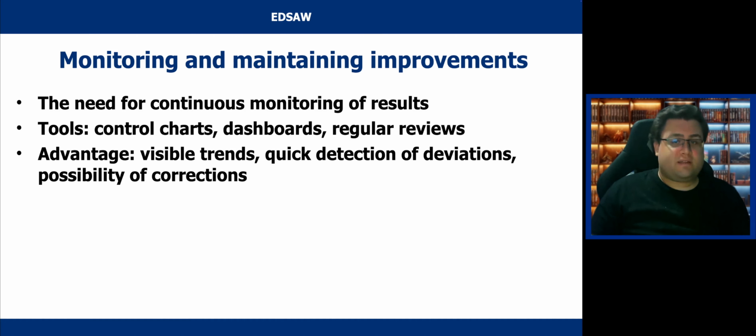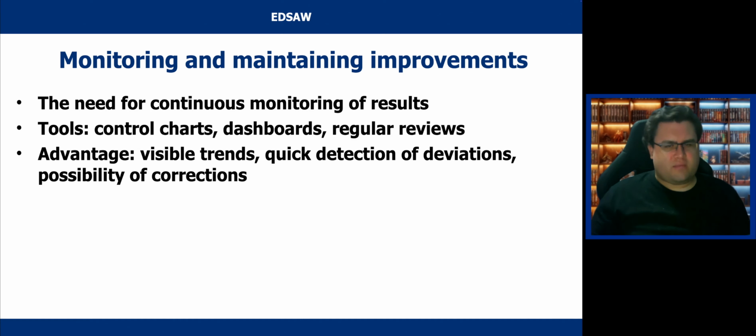The improvements that Lean brings are only meaningful if we manage to maintain them in the long term. And for this, regular monitoring is essential. If we measure the processes only once, there is a risk that old habits will return over time and efficiency will drop again. Monitoring allows us to see trends over time and thus detect deviations in time.